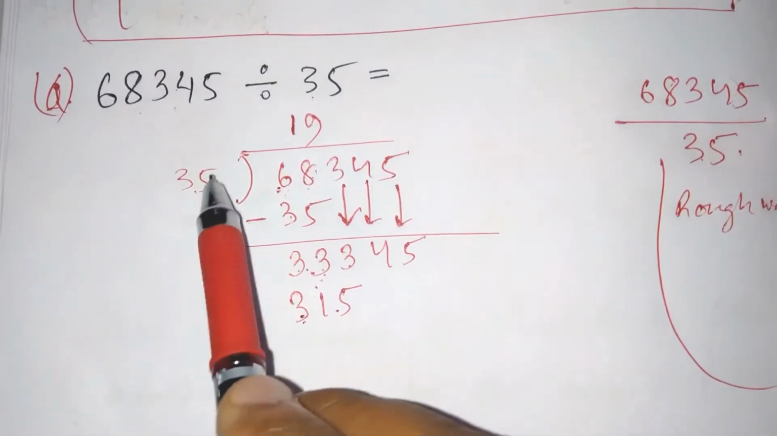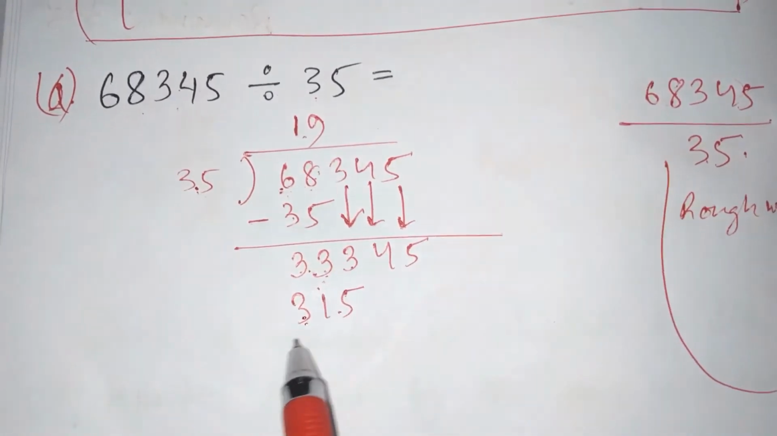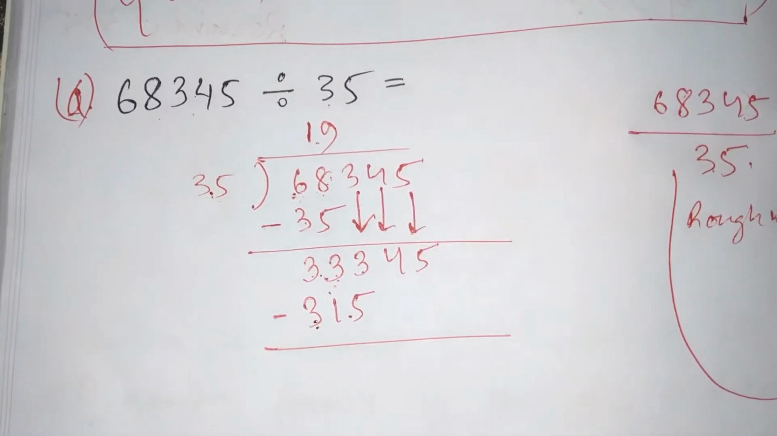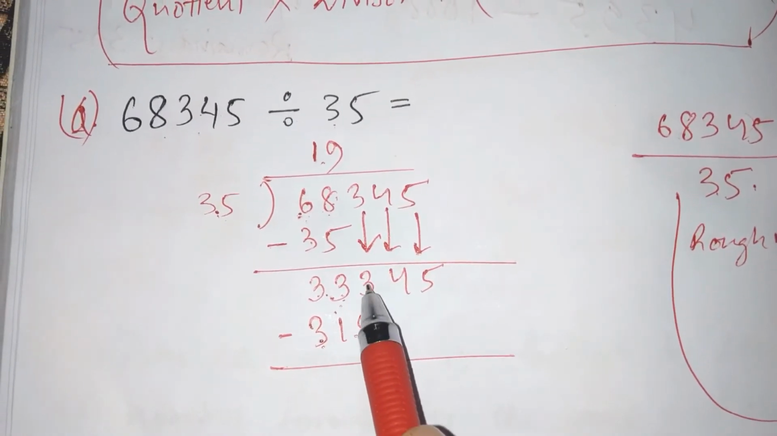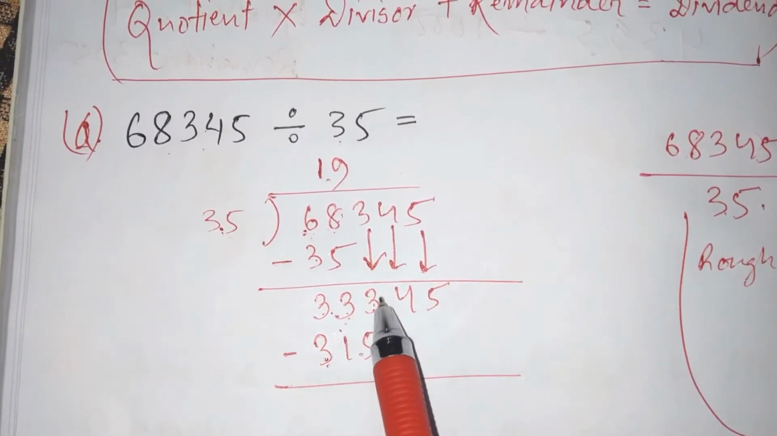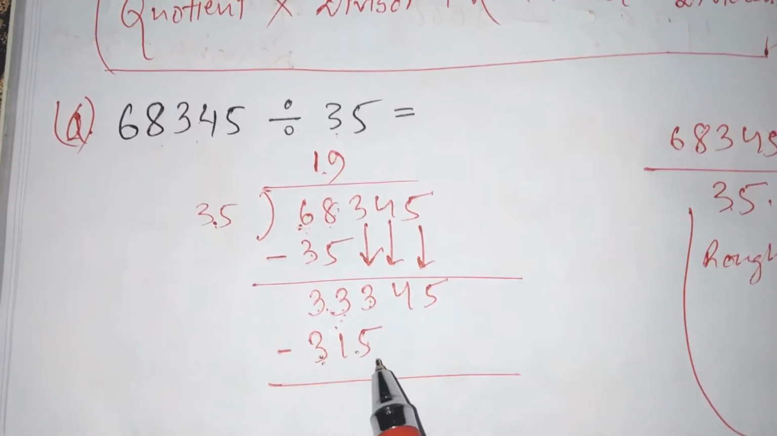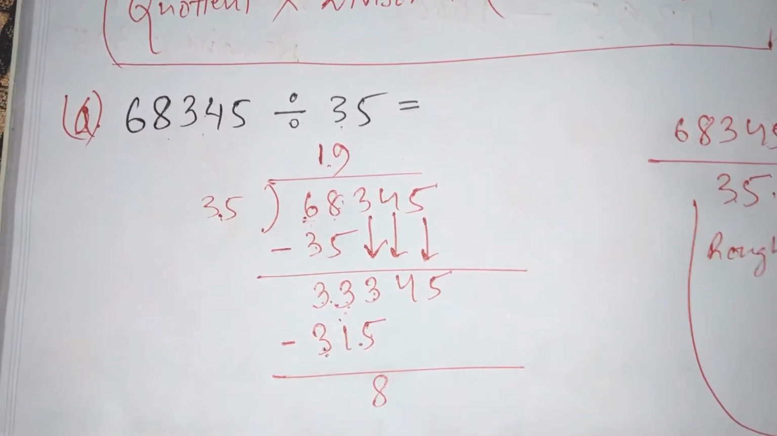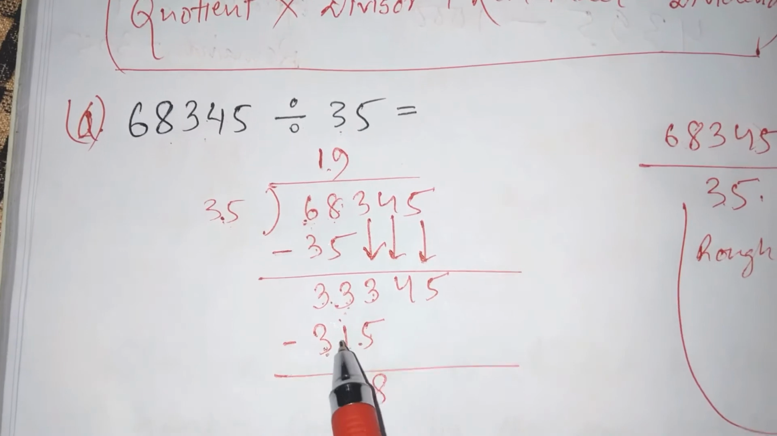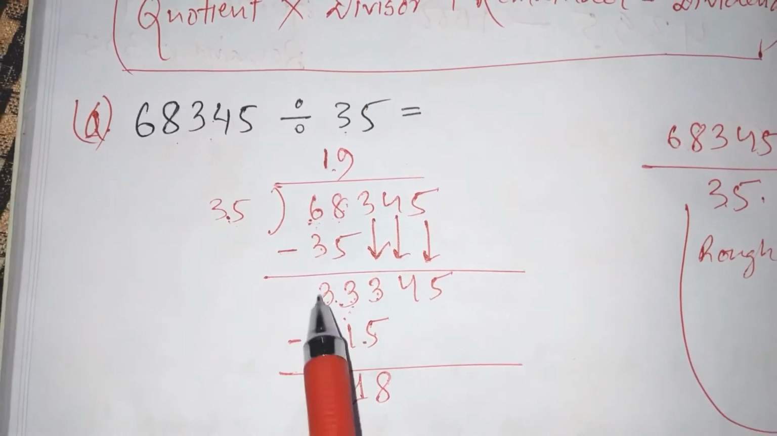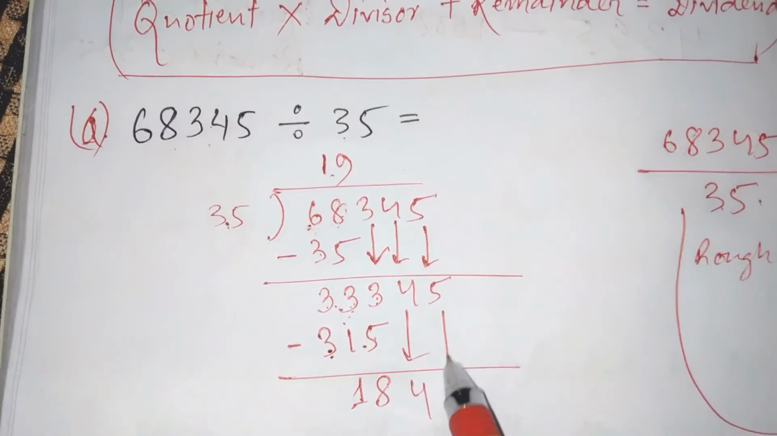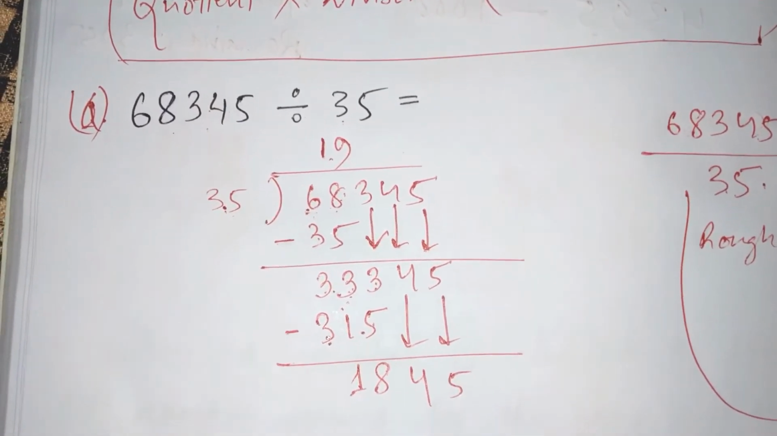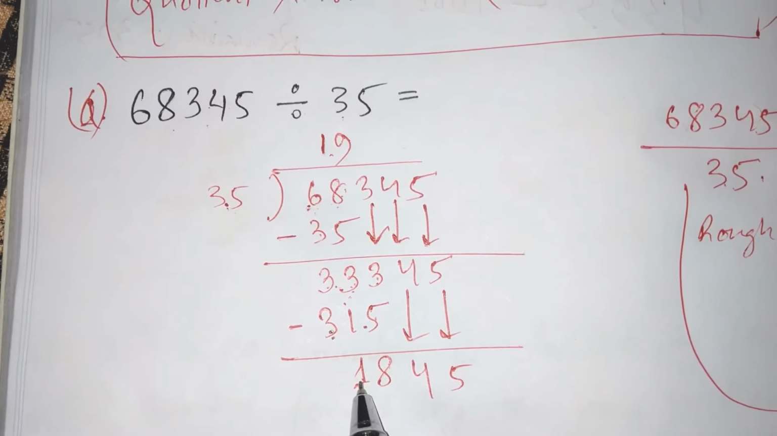Okay, so you have 315. When you multiply 35 by 9, then you need to subtract again, isn't it? Then you cannot subtract 5 from 3, so you borrow 1 from this 3. This will be 13. 13 minus 5 is 8, isn't it? And this 2 minus 1 is 1. Okay, 3 minus 3 is 0. We need not write it. Now this 4 will come here, this 5 will come here, isn't it? Now you have 18.